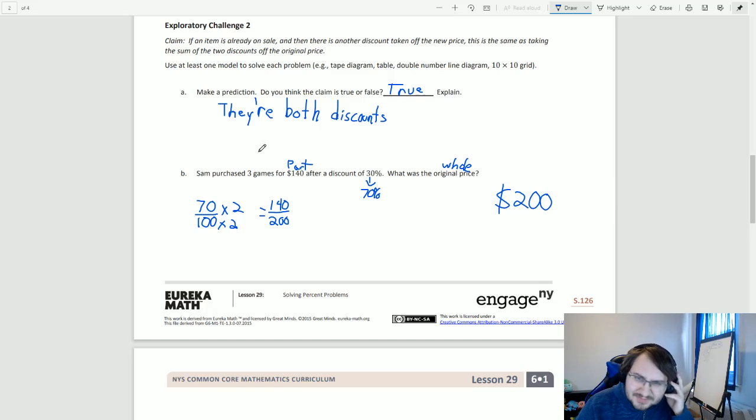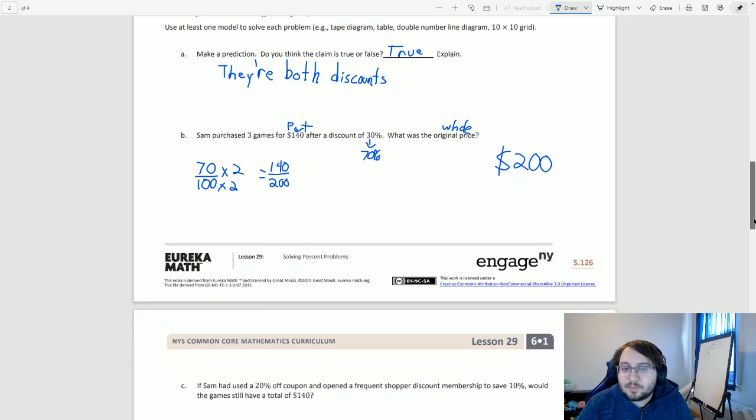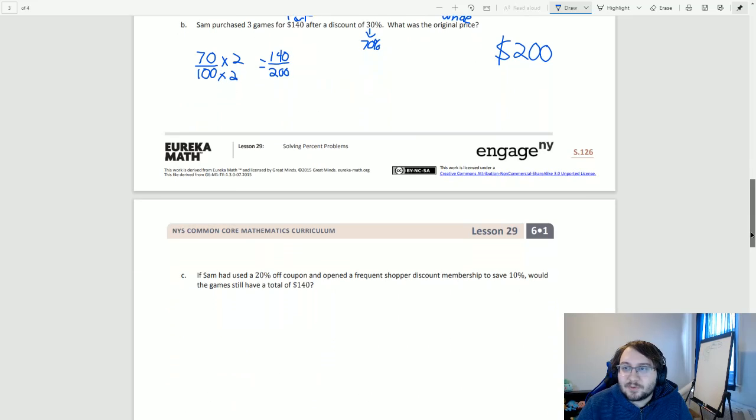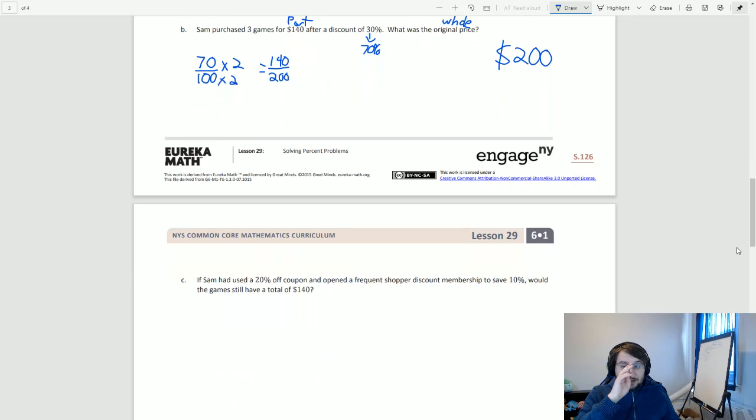Okay. That doesn't really answer my claim, though. Like, why are we doing this? Oh, because of Part C that we're going to be moving on to. Now, if these games weren't 30% off, they would cost $200. If they were 30% off, it would cost $140.